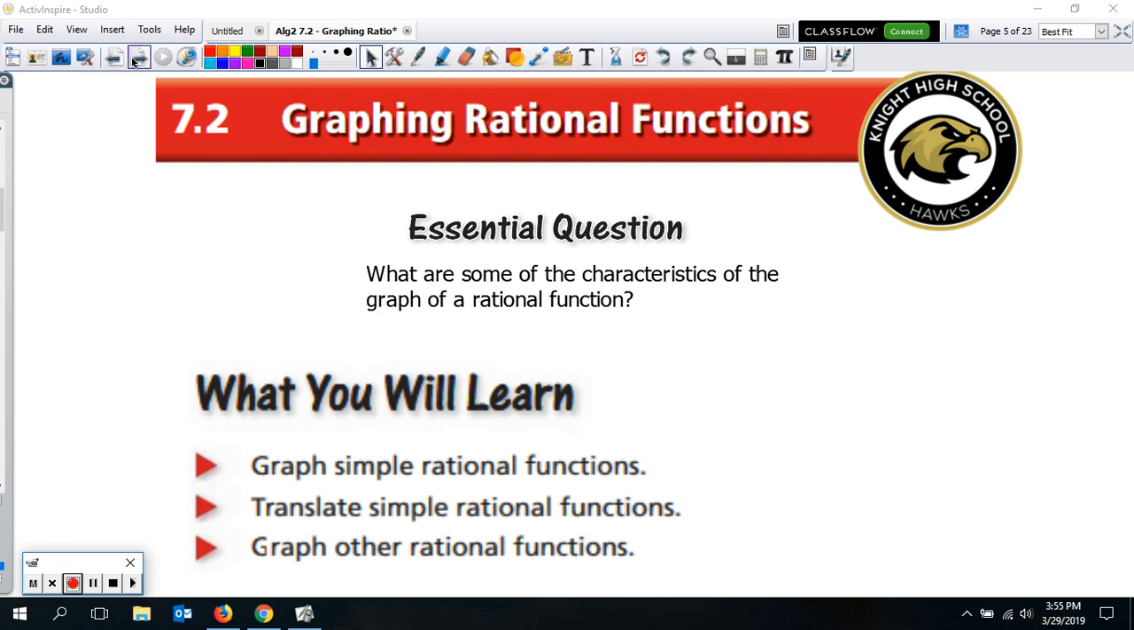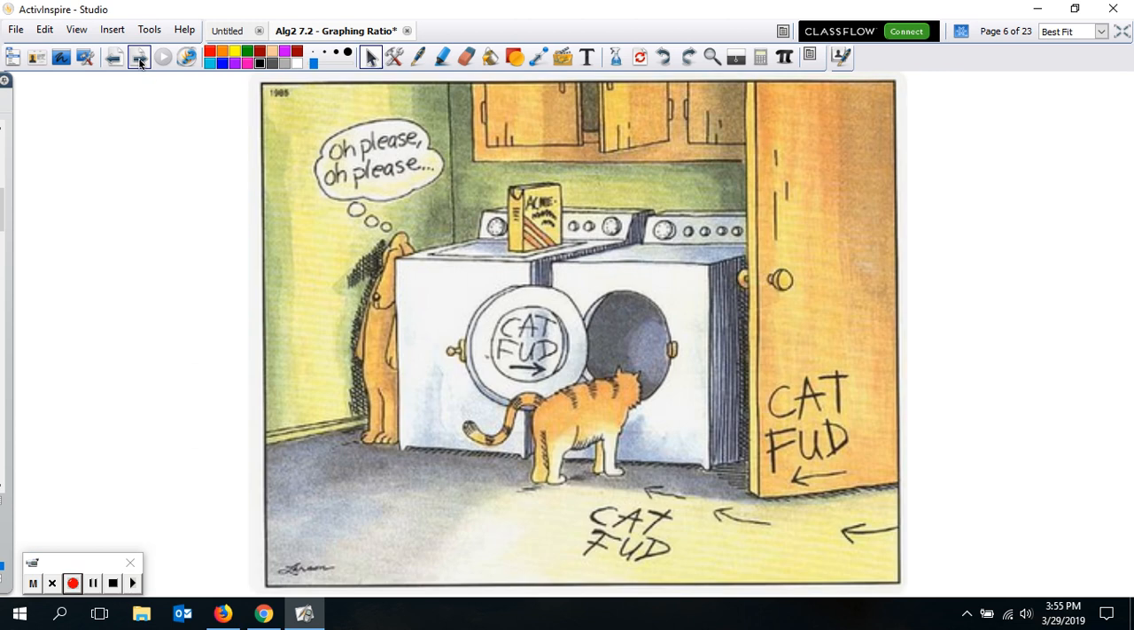So before we get into that, let's go ahead and look at a quick Far Side cartoon. Got a dog in the corner. Looks like he's fooling the cat. Cat food.